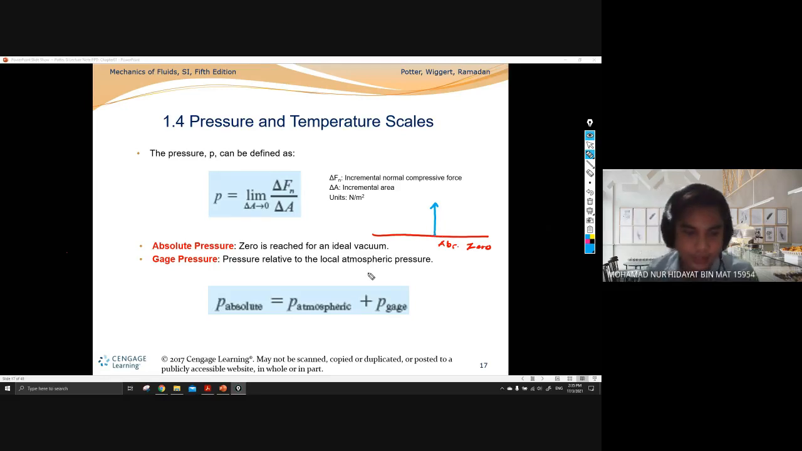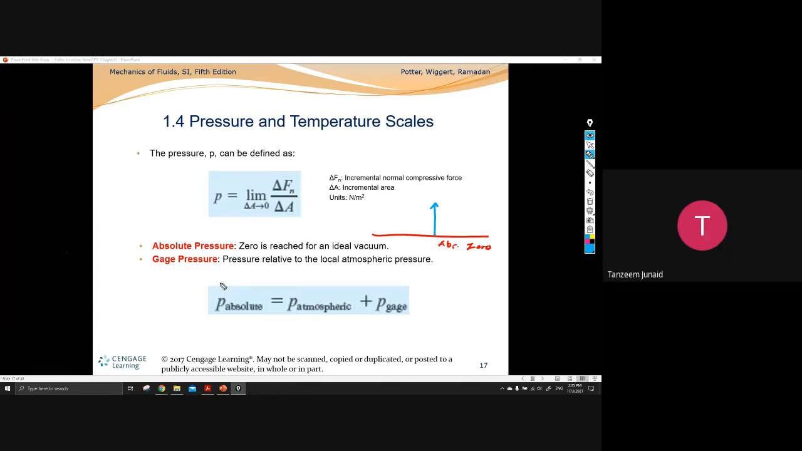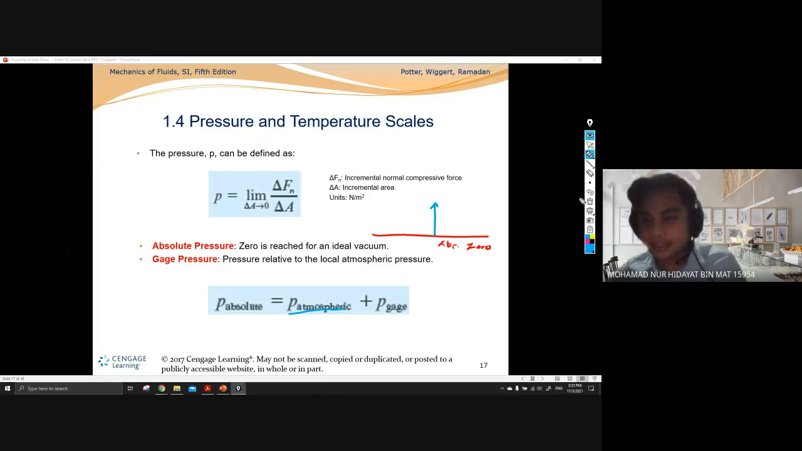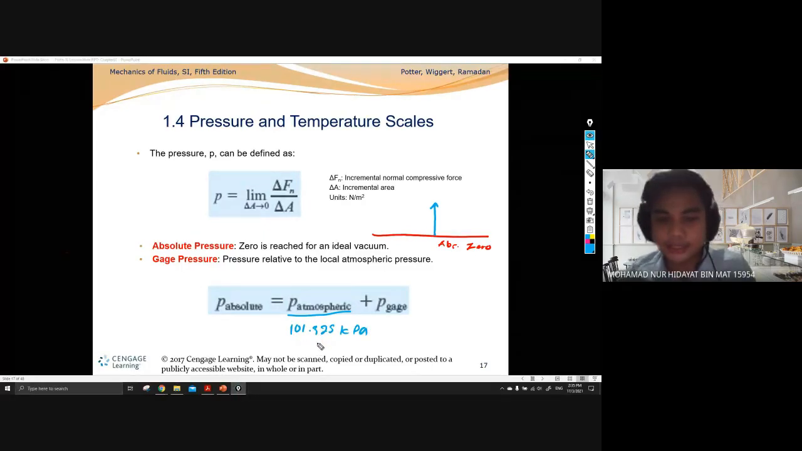For example. Okay, I want to ask you, before we start explaining this, what is the atmospheric pressure? 101.325 kilopascal. Okay, correct. 101.3 kilopascal. Atmospheric pressure is basically the value 101.325 kilopascal. Okay, this is the absolute pressure. This is the atmospheric pressure.